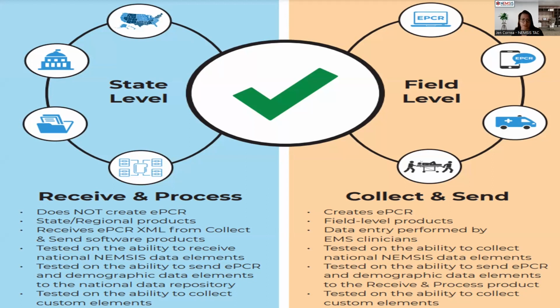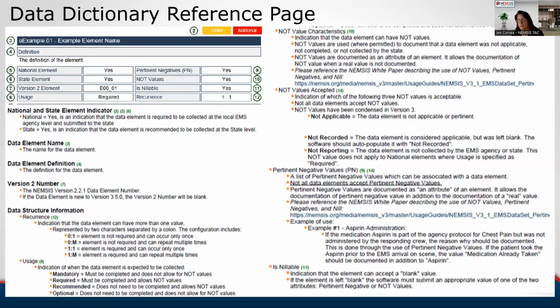So you can see here on the state level, it does not create an ePCR. These are your state and regional products. It receives the ePCR XML from collect and send software. And the compliance is very similar, but different, the compliance process that it has to go through. And collect and send creates the ePCR. This is what the field level products are. This is where your EMS clinicians are entering the data. And they're tested for compliance on the ability to collect the information. So that's a pretty simple way to look at it, but that's the easiest way I can think of to explain the difference between the two.